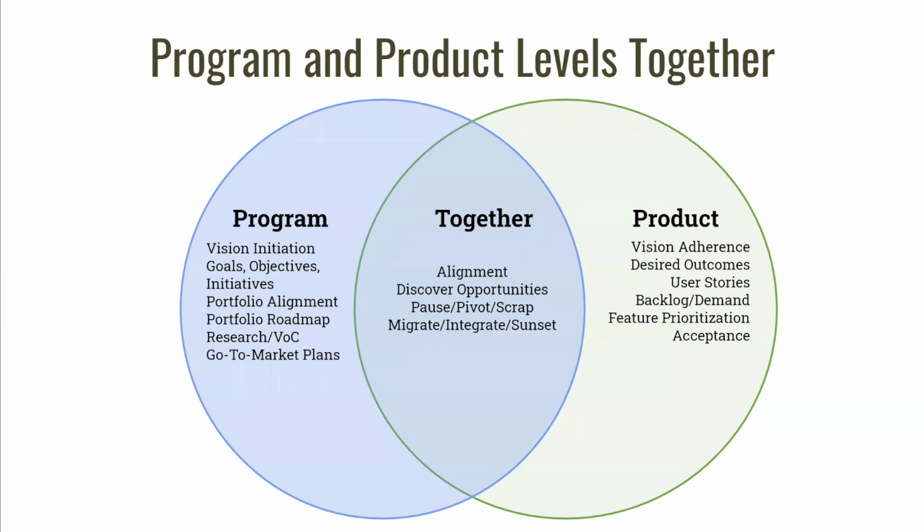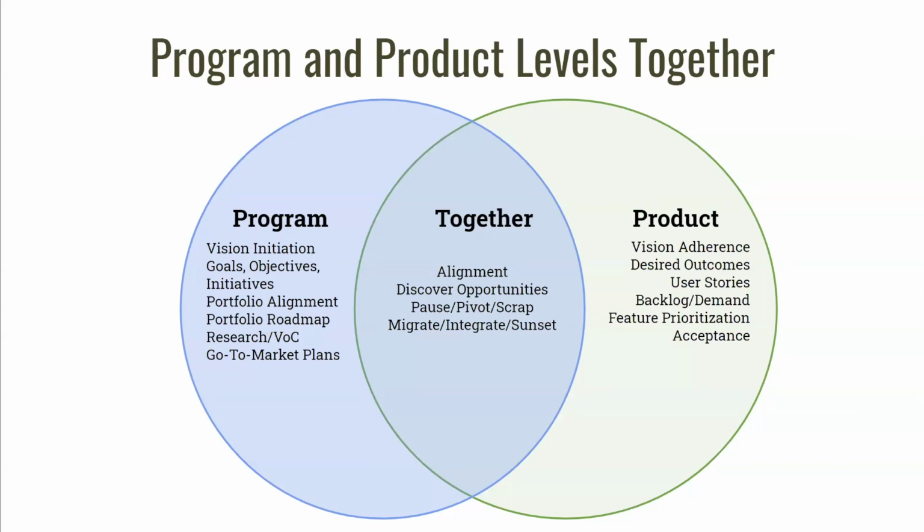You've got the product side on the right who's doing vision adherence at the product level. Their design outcomes, user stories, backlog demands, feature prioritization, acceptance criteria for all of the product features that are happening in any one product. And then these things have to align together. Together, they're looking at a constant alignment and realignment, constant discovering of new opportunities as things get done and as new information comes in from the program about other products that are going on within the program. You're looking at making decisions together. Do we pause? Do we pivot?